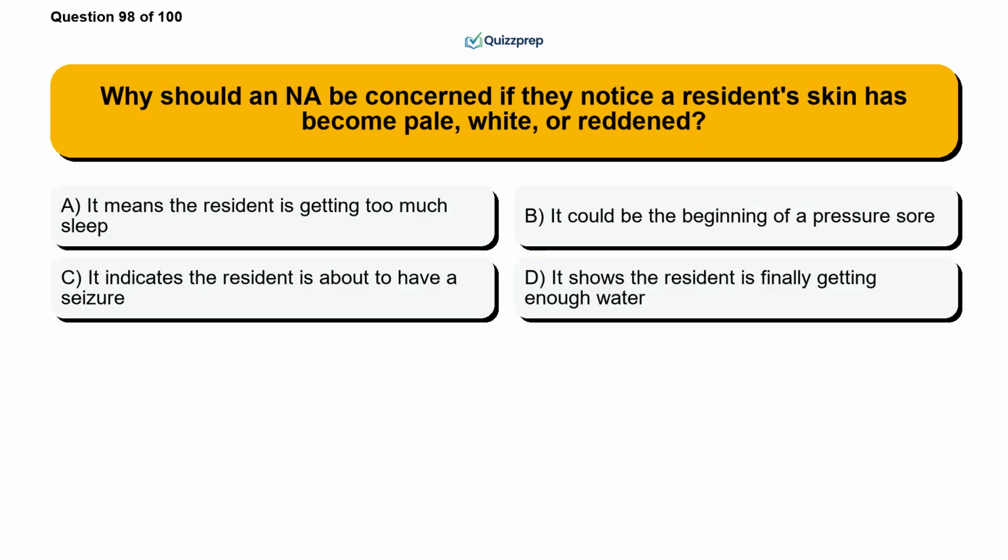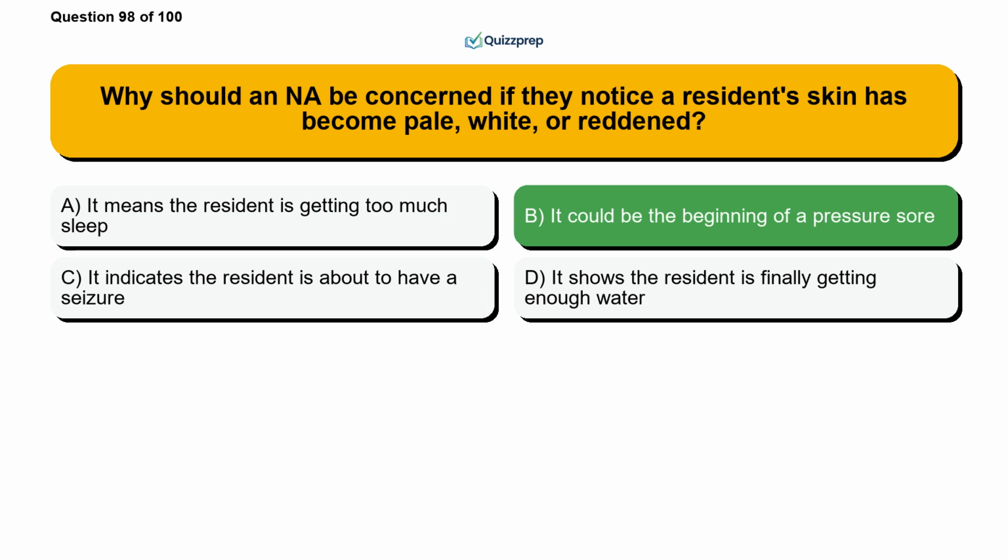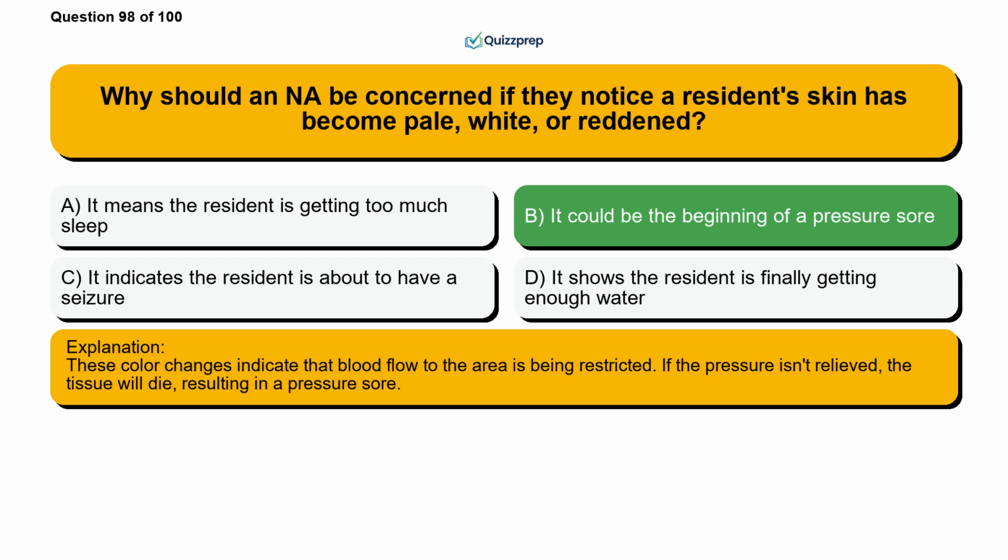Question 98. Why should an NA be concerned if they notice a resident's skin has become pale, white, or reddened? Option A, it means the resident is getting too much sleep. Option B, it could be the beginning of a pressure sore. Option C, it indicates the resident is about to have a seizure. Option D, it shows the resident is finally getting enough water. The correct answer is option B, it could be the beginning of a pressure sore. These color changes indicate that blood flow to the area is being restricted. If the pressure isn't relieved, the tissue will die, resulting in a pressure sore.